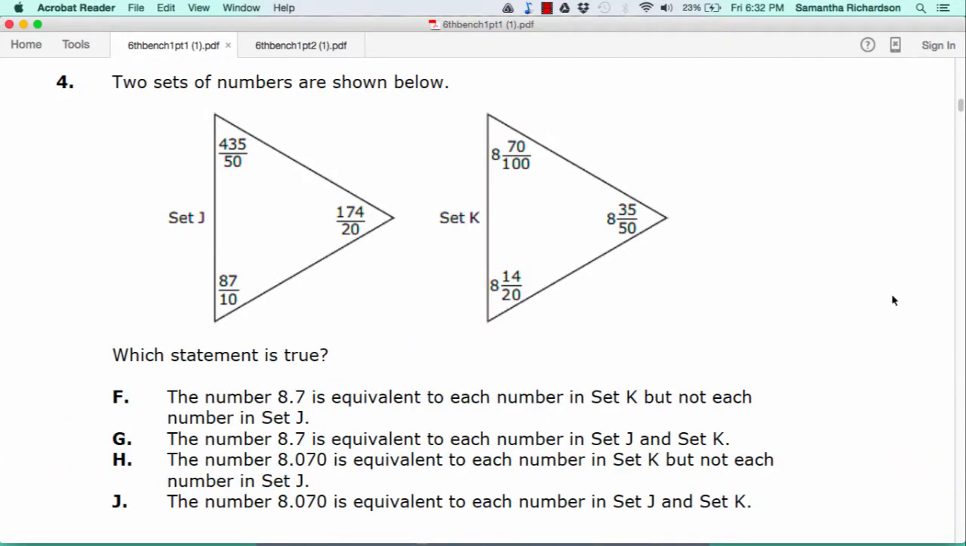2 sets of numbers are shown below. Which statement is true? F. The number 8.7 is equivalent to each number in set K, but not each number in set J. G. The number 8.7 is equivalent to each number in set J and set K. H. The number 8.070 is equivalent to each number in set K, but not each number in set J. J. The number 8.070 is equivalent to each number in set J and set K.